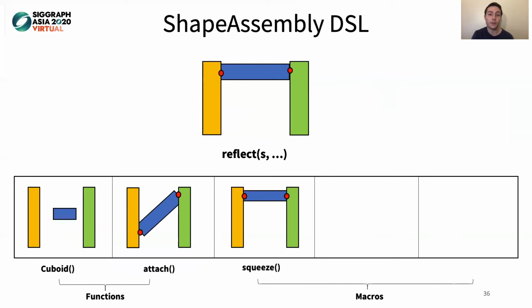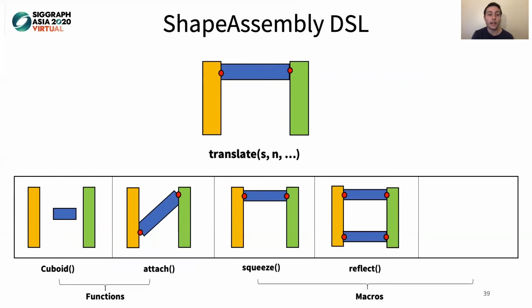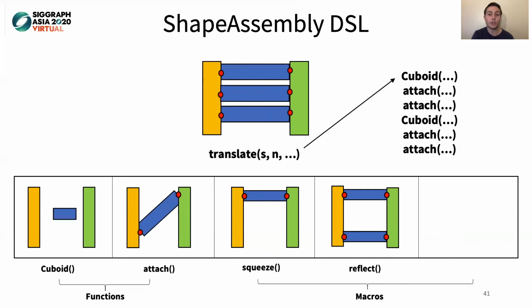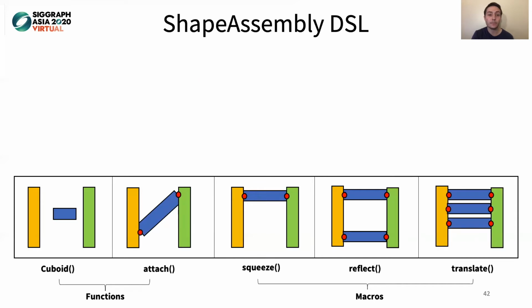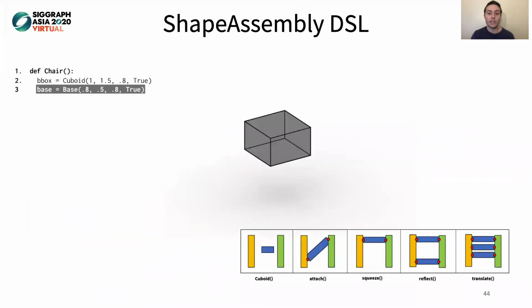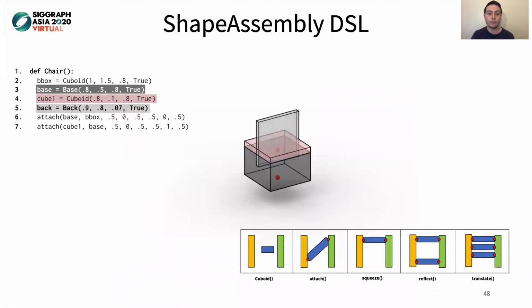ShapeAssembly also contains support for symmetry macros, such as reflection and translation, that form parts with symmetrical relationships by, once again, decomposing into multiple cuboid and attach functions. The commands of ShapeAssembly are executed imperatively to form 3D shape structures.